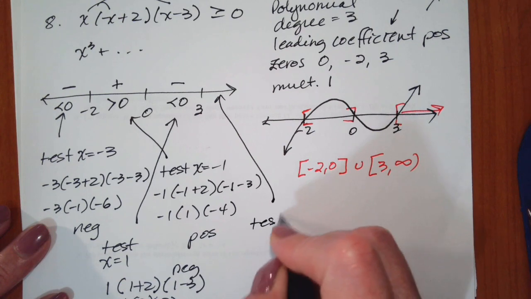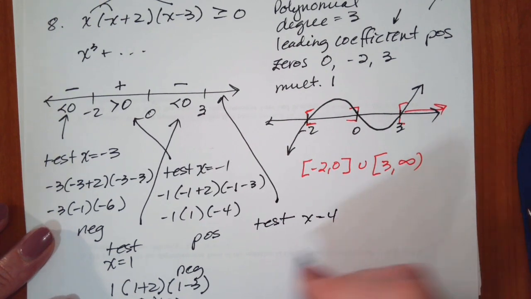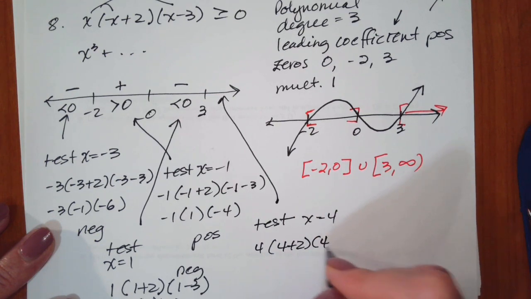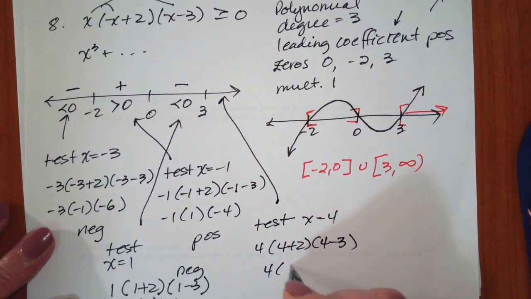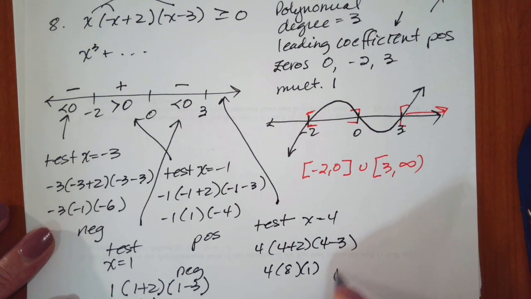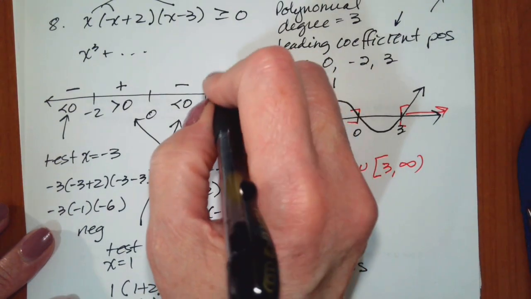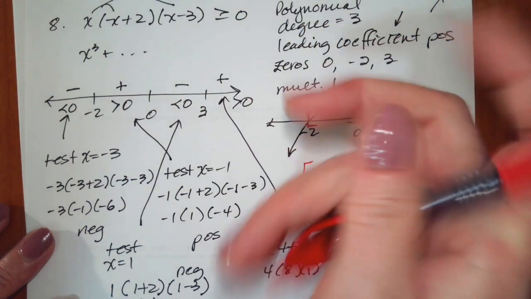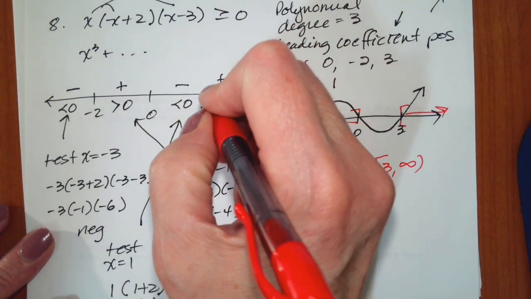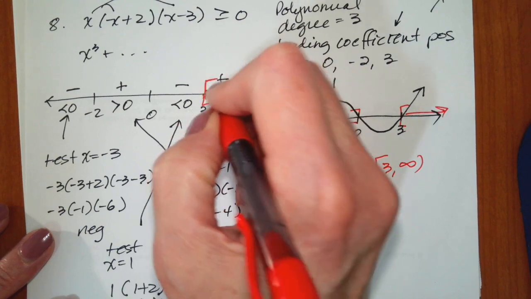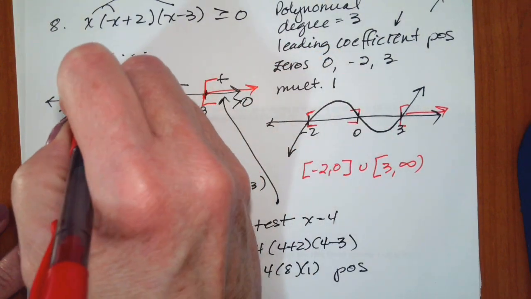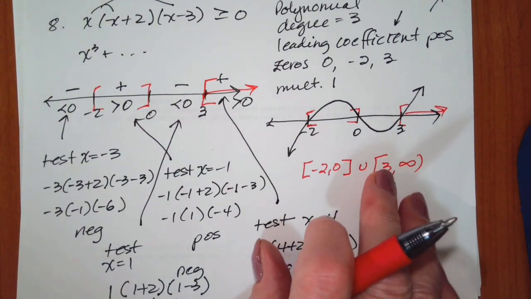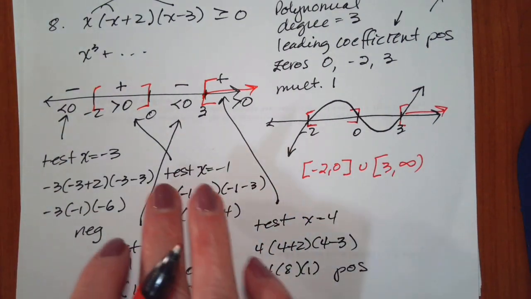And let's test x equals 4. So that gives me 4 times 4 plus 2 times 4 minus 3. 4 times 8 times 1 is positive. So since this is positive, this is where it's greater than 0. And of course, this is where it's equal to 0. So it's greater or equal from here over and from here to here. So this gives you the same information that you get if you remember about how to graph a polynomial.